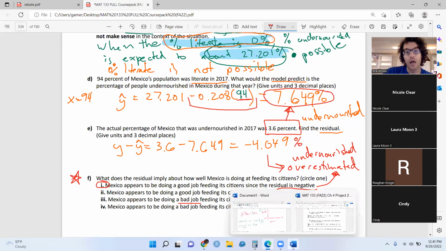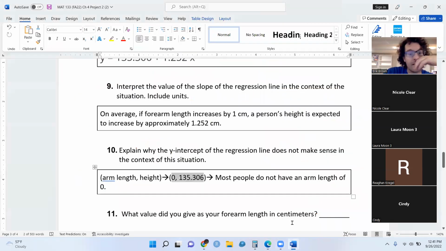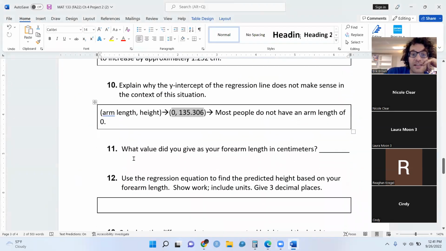Okay, let's skip back to the project then to sort of answer your question, Taylor. We need to finish it. So this says, what value did you give as your forearm length in centimeters? We didn't answer that question. So make up a number.